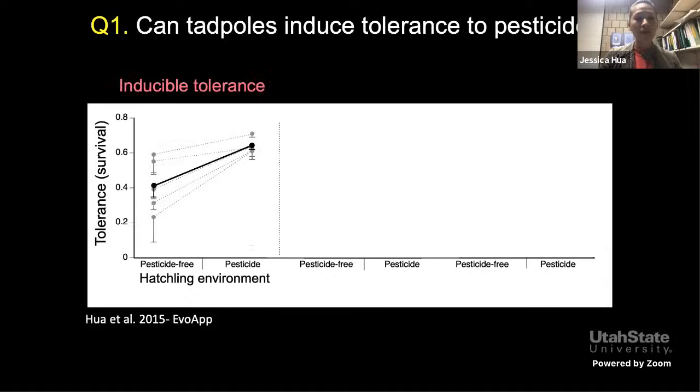In that first panel, we see the gray lines represent each population. The black line represents the average, and we did find several populations where tadpoles exposed to 48 hours of pesticide were able to induce increased tolerance to the chemical later in their lives. So this is evidence that plasticity may be a mechanism allowing these tadpoles to persist.